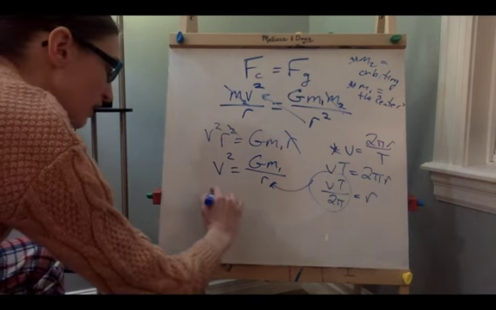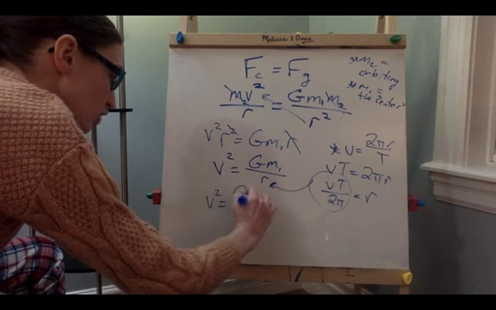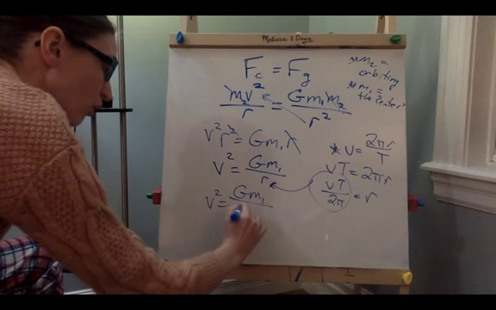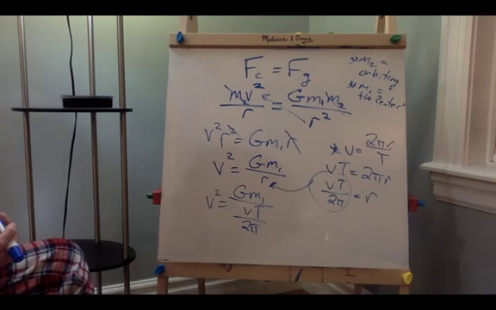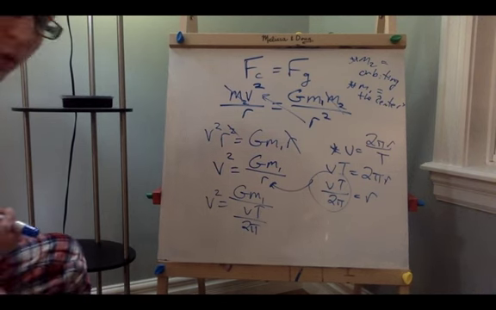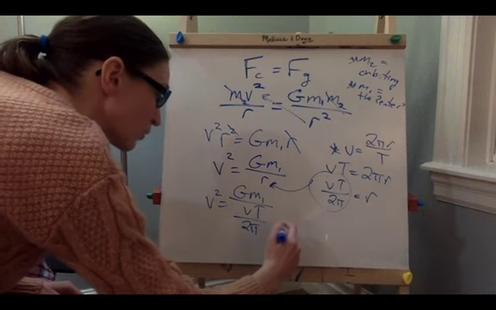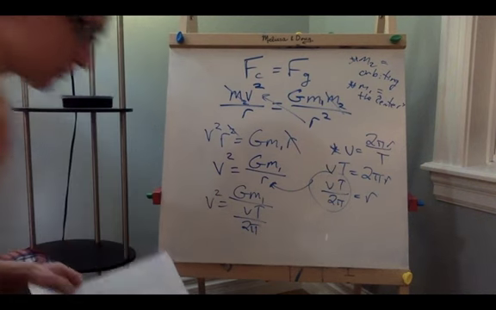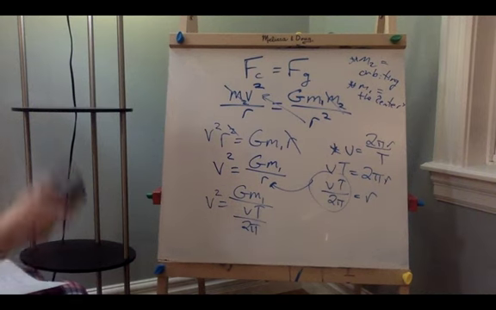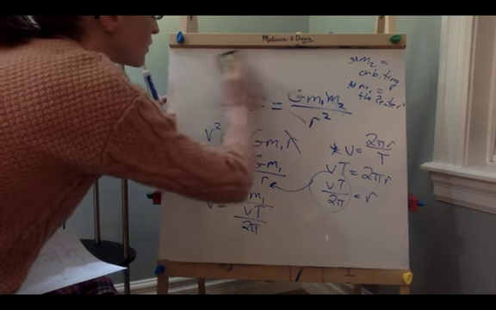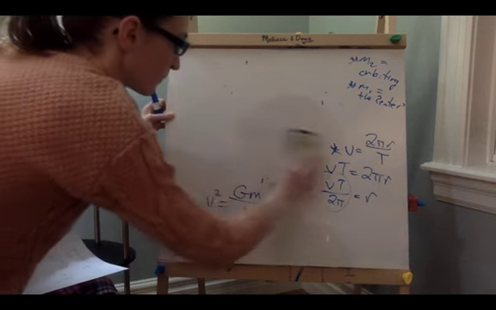And what we get is v squared is equal to G m1 all over vT over 2 pi, right? Do a keep, switch, flip there with your fractions. I'm going to need to erase this because I'm running out of space. So let's start at the top again.